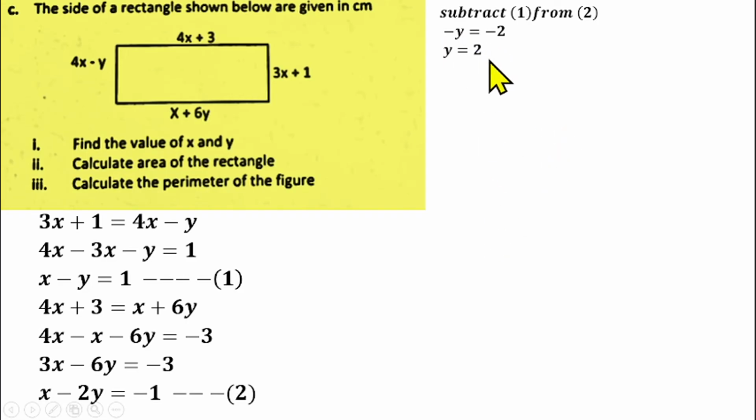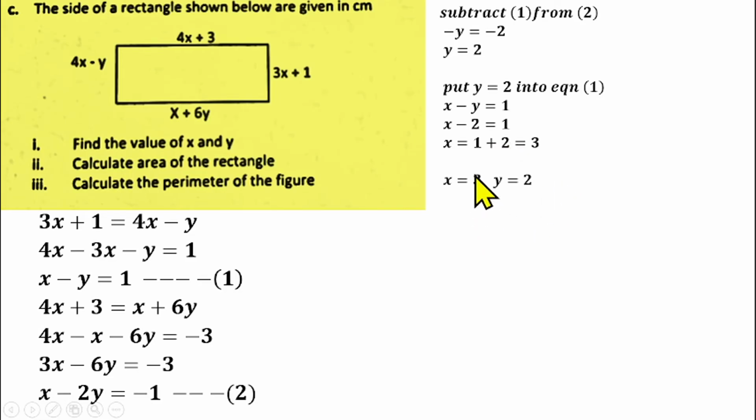Then we can now substitute this into equation 1 or equation 2 to find our x. So put y equals 2 into equation 1. That should give us x minus y equals 1. So we have x minus 2 equals 1. x will be equal to 1 plus 2. That gives us 3. So therefore our x is 3 and our y is 2. So that's solved Roman figure 1.